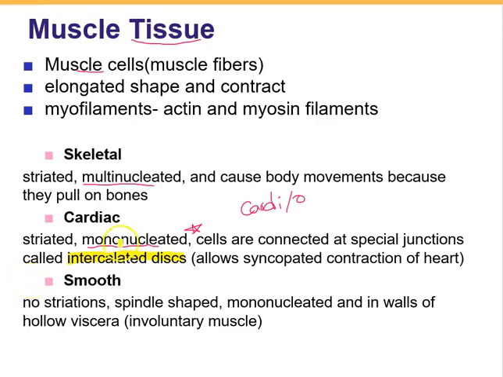Next, we have the smooth muscle cell or smooth muscle tissue. The reason we call it smooth is because there are no striations.